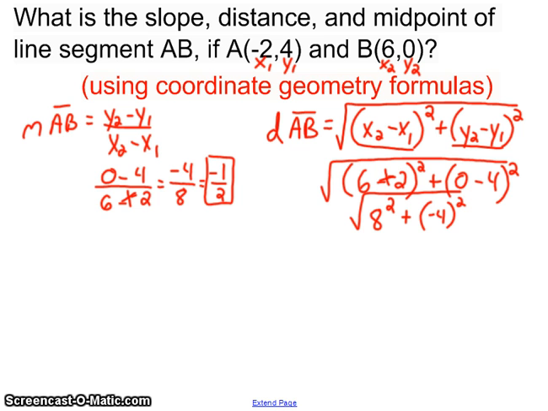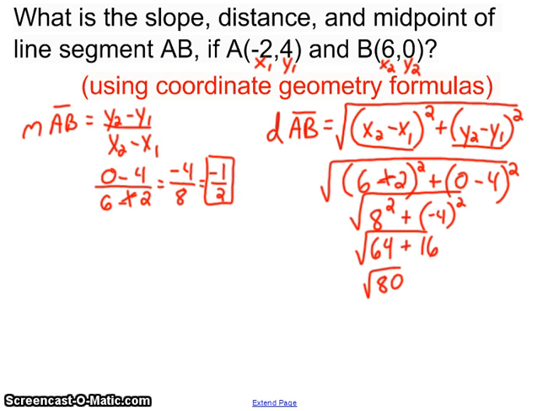8 squared, which means 8 times 8 is 64, plus negative 4 squared. Be careful if you're typing this into the calculator, make sure that you use parentheses. Negative 4 squared means negative 4 times negative 4, which is positive 16. Okay, bring down the square root, and then 64 plus 16 is 80.